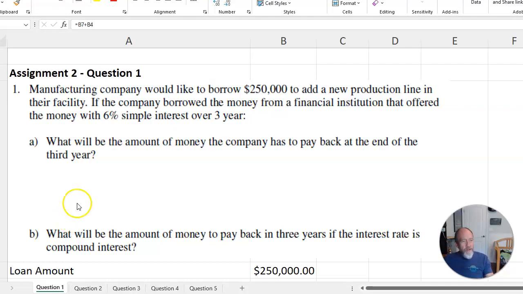All right, first, a manufacturing company would like to borrow $250,000 to add a new production line in their facility. We're looking at a simple interest loan, 6% over 3 years. How much does it have to pay back in year 3?